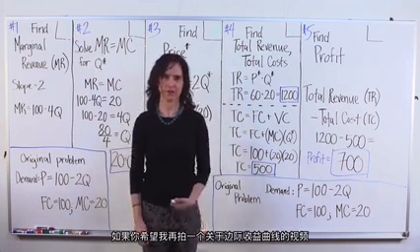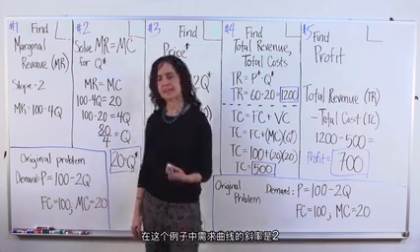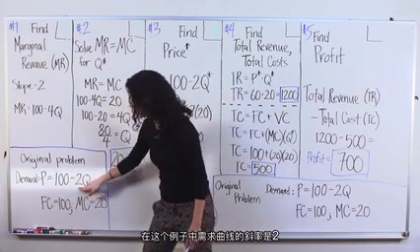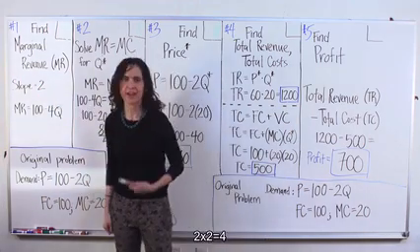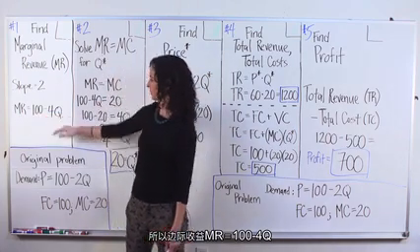Now, if you'd like me to derive the marginal revenue curve in a future video, just let me know by voting at the end. In this instance, the slope of our demand curve is 2, double that to 4, and we arrive at a marginal revenue of 100 minus 4Q.